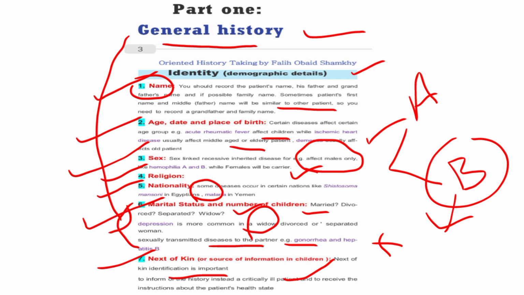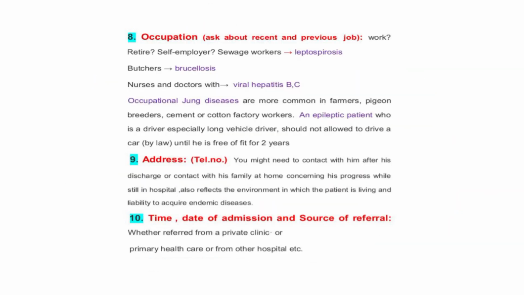First we ask the name, age, date and place of birth, sex, religion, and nationality, and why it is important, I told you in detail. I hope it is clear to you. Next, eighth, we have occupation.